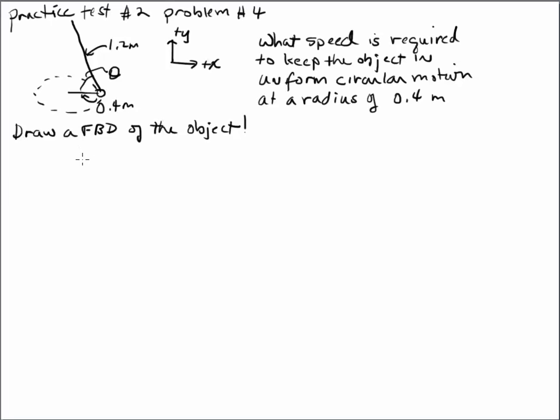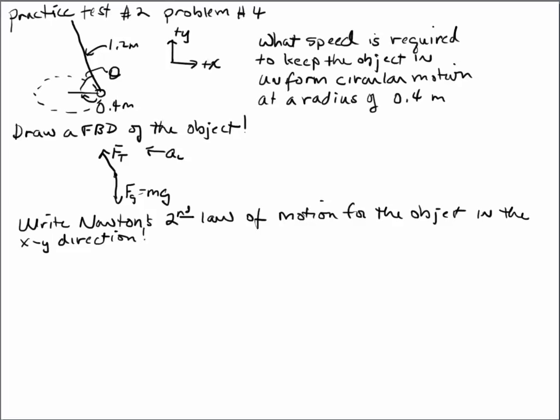First, let's start by drawing a free body diagram of the object. I've drawn the free body diagram. We have the force of tension in this direction, and then we have the force of gravity in the downward direction. Of course, at this particular location, the centripetal acceleration points toward the center, which would be the negative x direction.